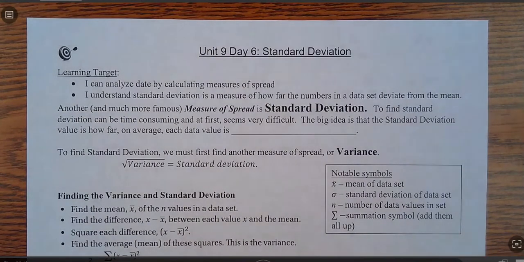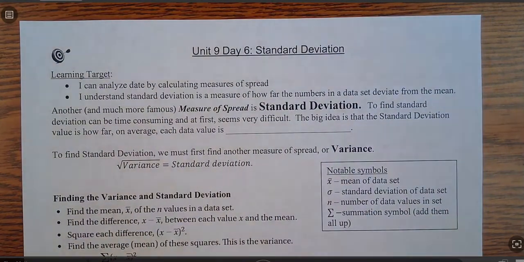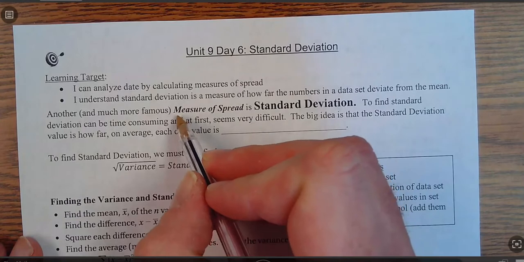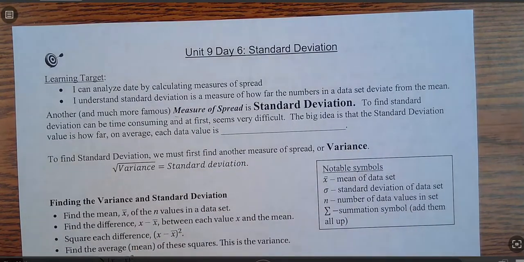All right, today is day 6. We're going to talk about what's called standard deviation. Yesterday we talked about some measures of central tendency. Today, standard deviation is one of the main measures of dispersion.